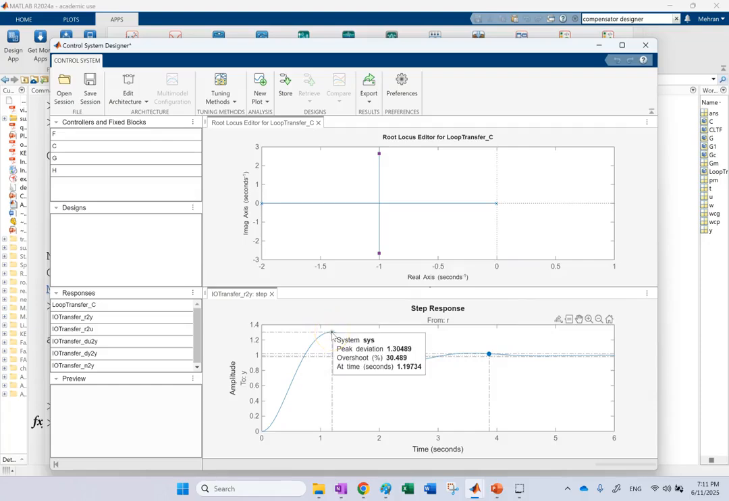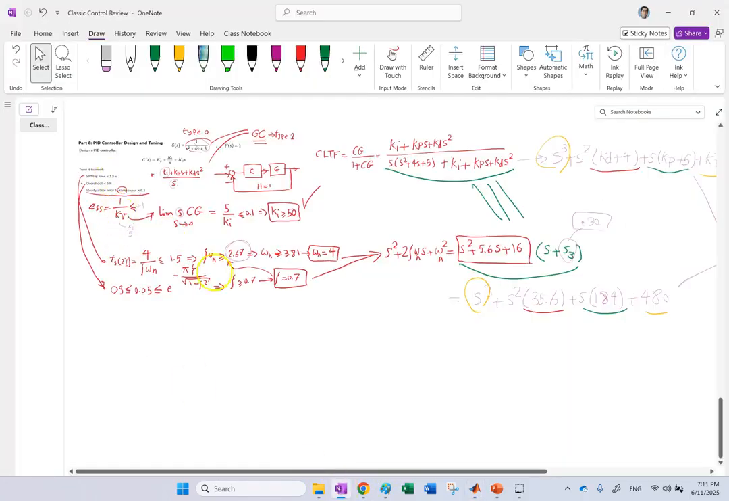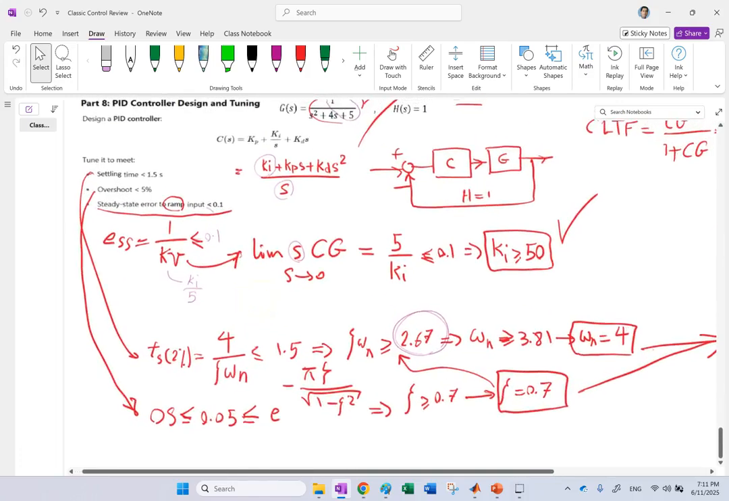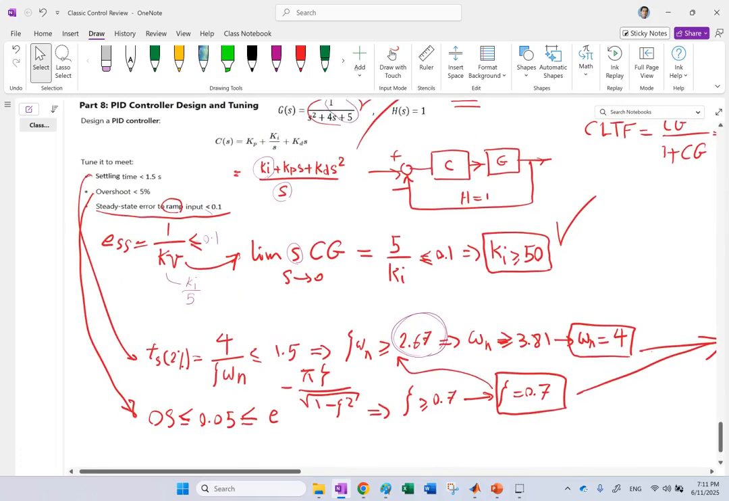There we go. So right now it's 30% overshoot, and your settling time is close to 4 seconds. But I want it to go down to less than 1.5 seconds and less than 5% overshoot. So I need to improve the transient response of the system. At the same time, I need to improve the error to the ramp.